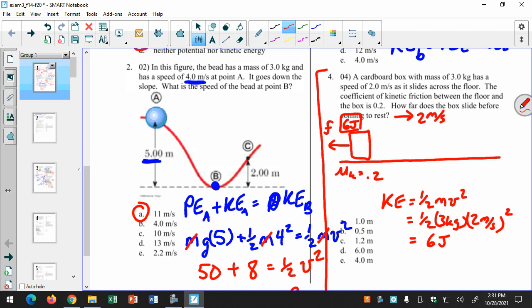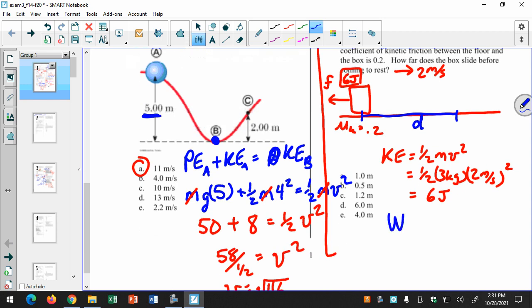As it moves, the frictional force takes away that energy. And what I want to know is what is the distance, d, over which that frictional force acts so that it takes away 6 joules of energy. I know that the work it has to do is going to be negative 6 joules. It has to do negative 6 joules to take away all that 6 joules of energy. A frictional force, a dissipative force, takes energy away. That's what the negative means, that it takes away energy.